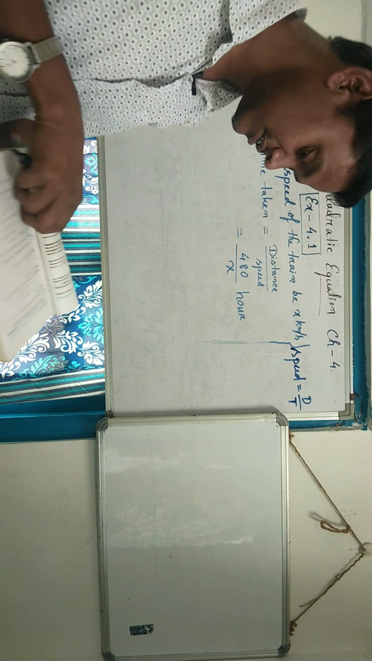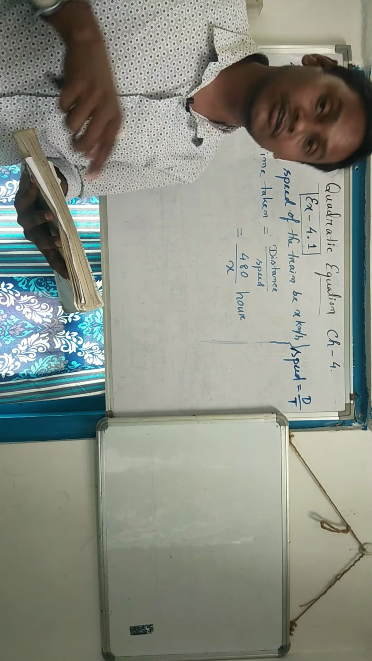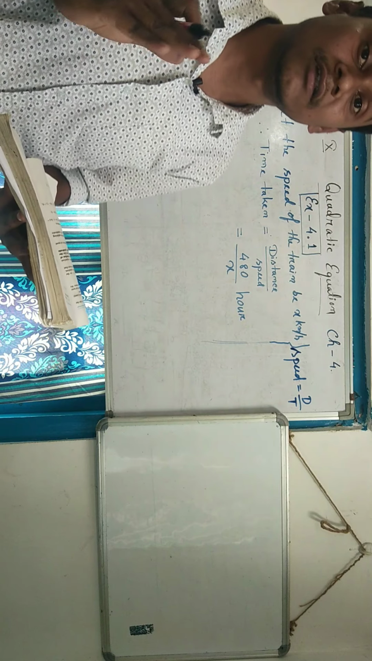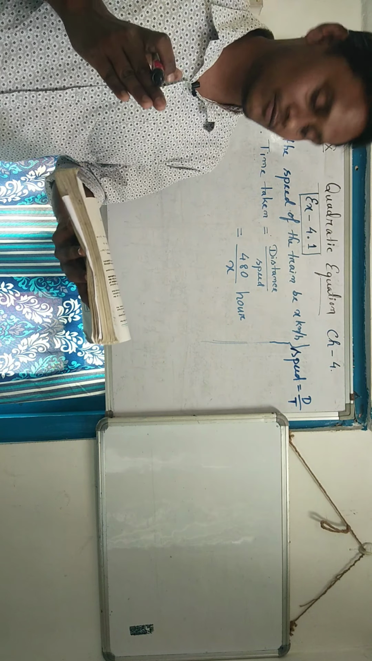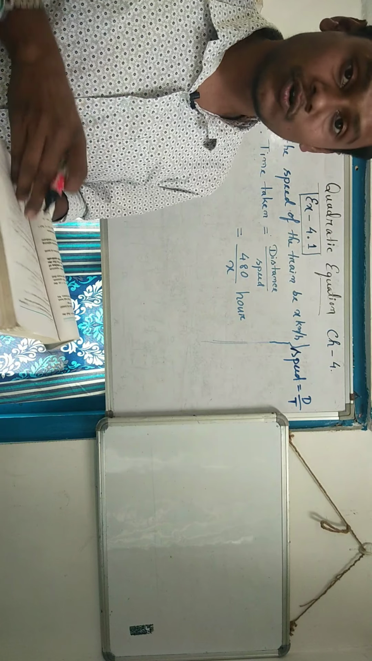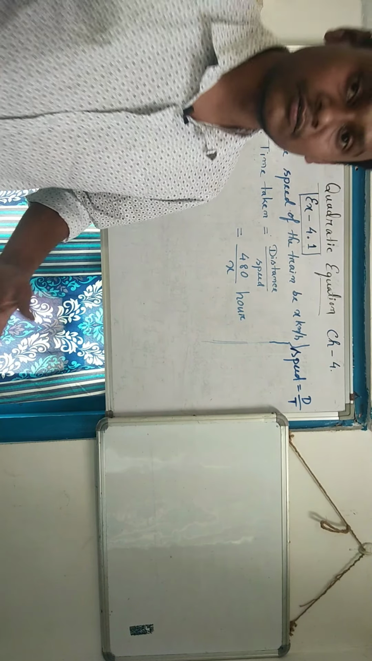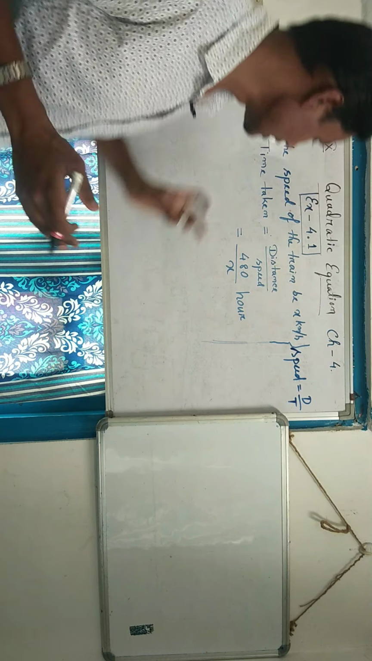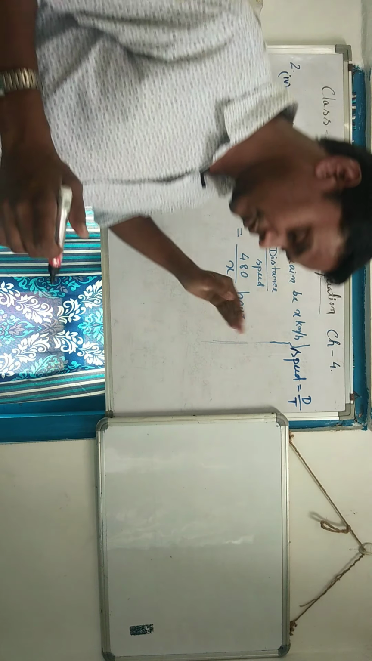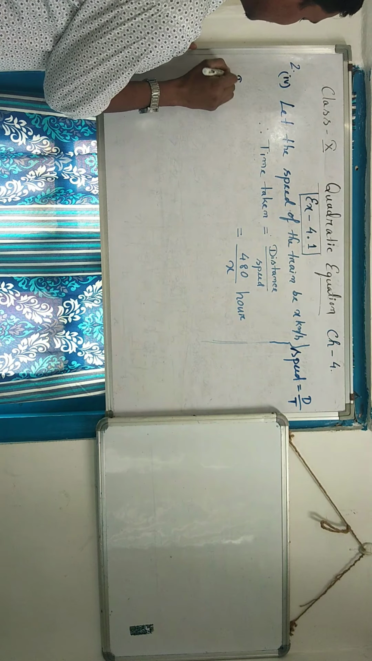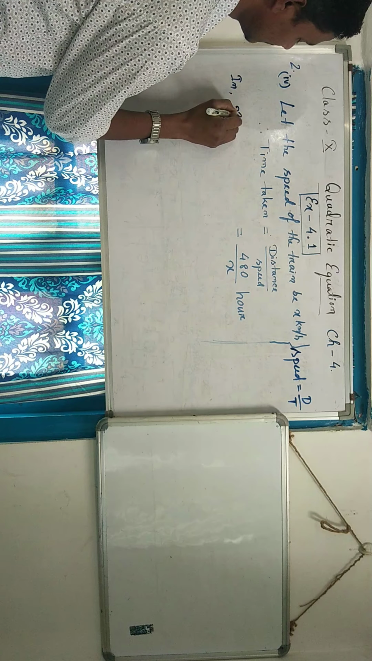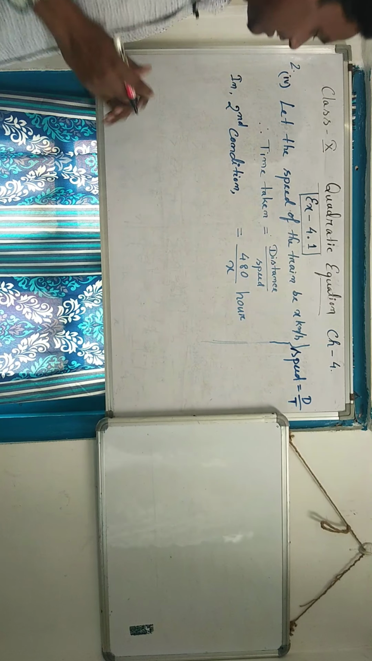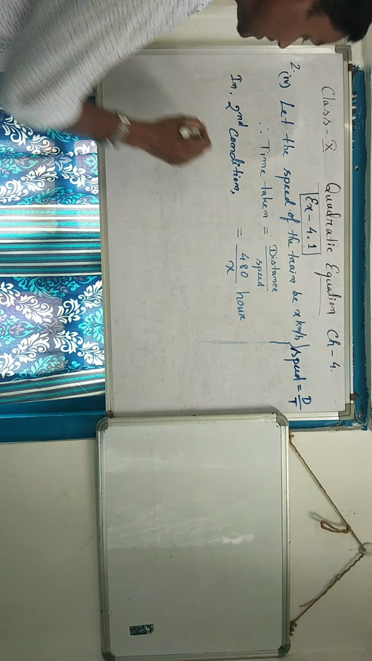Now in the second condition, they told that if the speed had been 8 km per hour less, that means the speed is reduced by 8 km per hour, then it would have taken 3 hours more. Obviously, if the speed is reduced and the same distance needs to be traveled, it will need more time. So now we'll move to the second condition. In the second condition, speed.